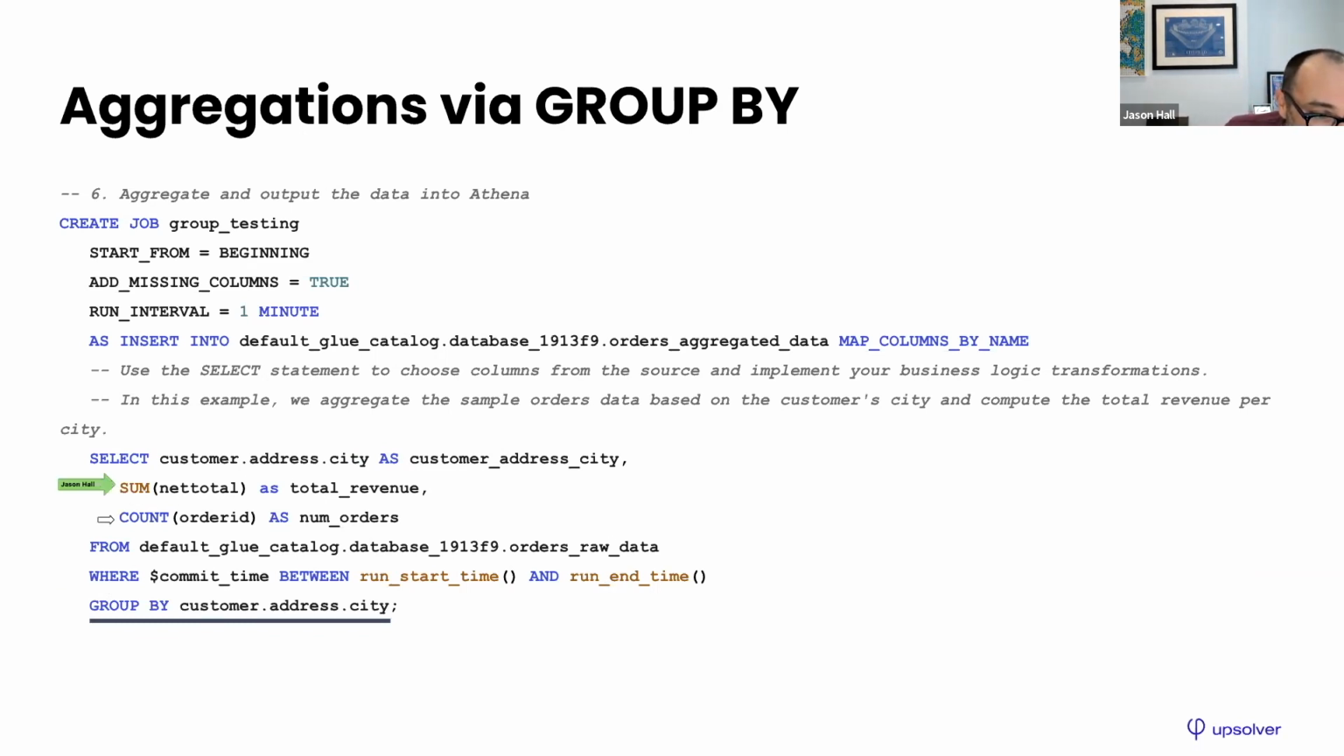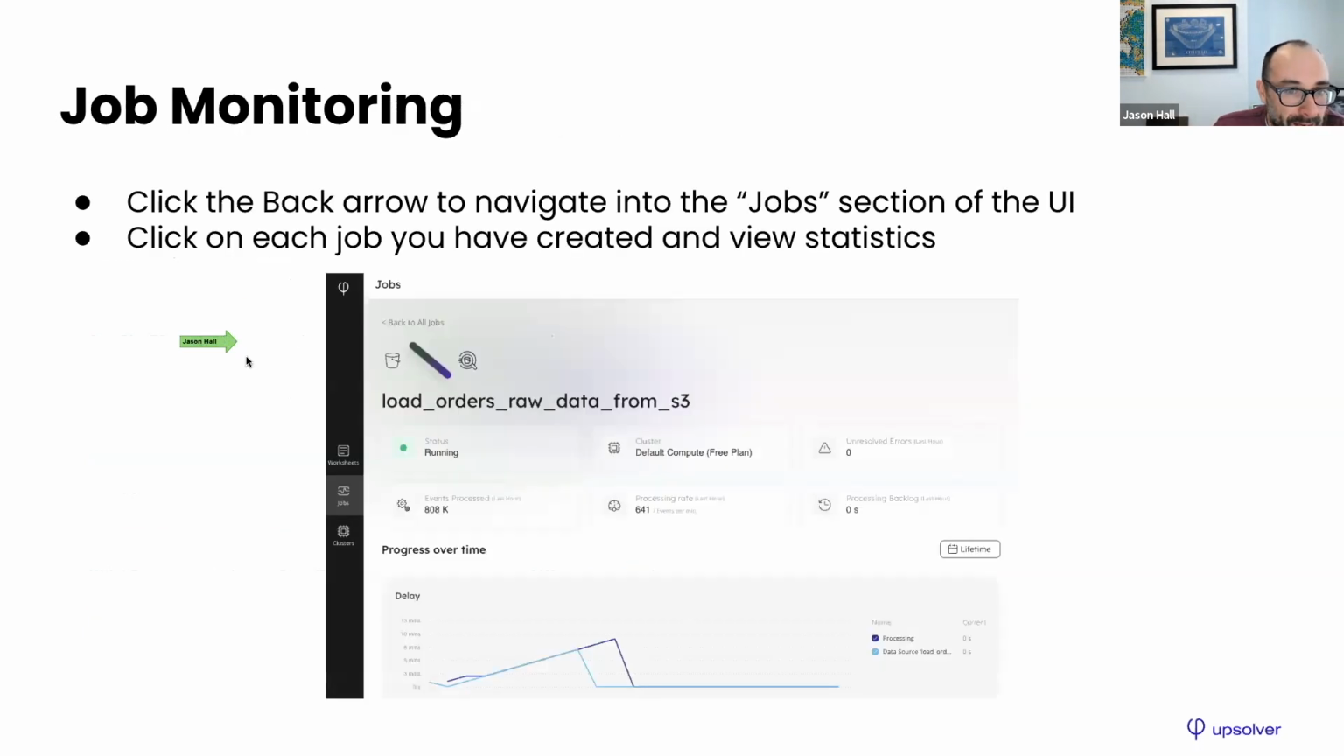We are then applying aggregate function calls here. So the sum of the net total field as total revenue and the count of order ID as the number of orders, right? So just like you would run an aggregated SQL in whatever database you might be running or familiar with running them in, we're now writing an aggregate SQL to use as a transformation job. And we're going to be inserting that into our aggregated data table, right? And so that's how you can do aggregated pipelines in SQL Lake.